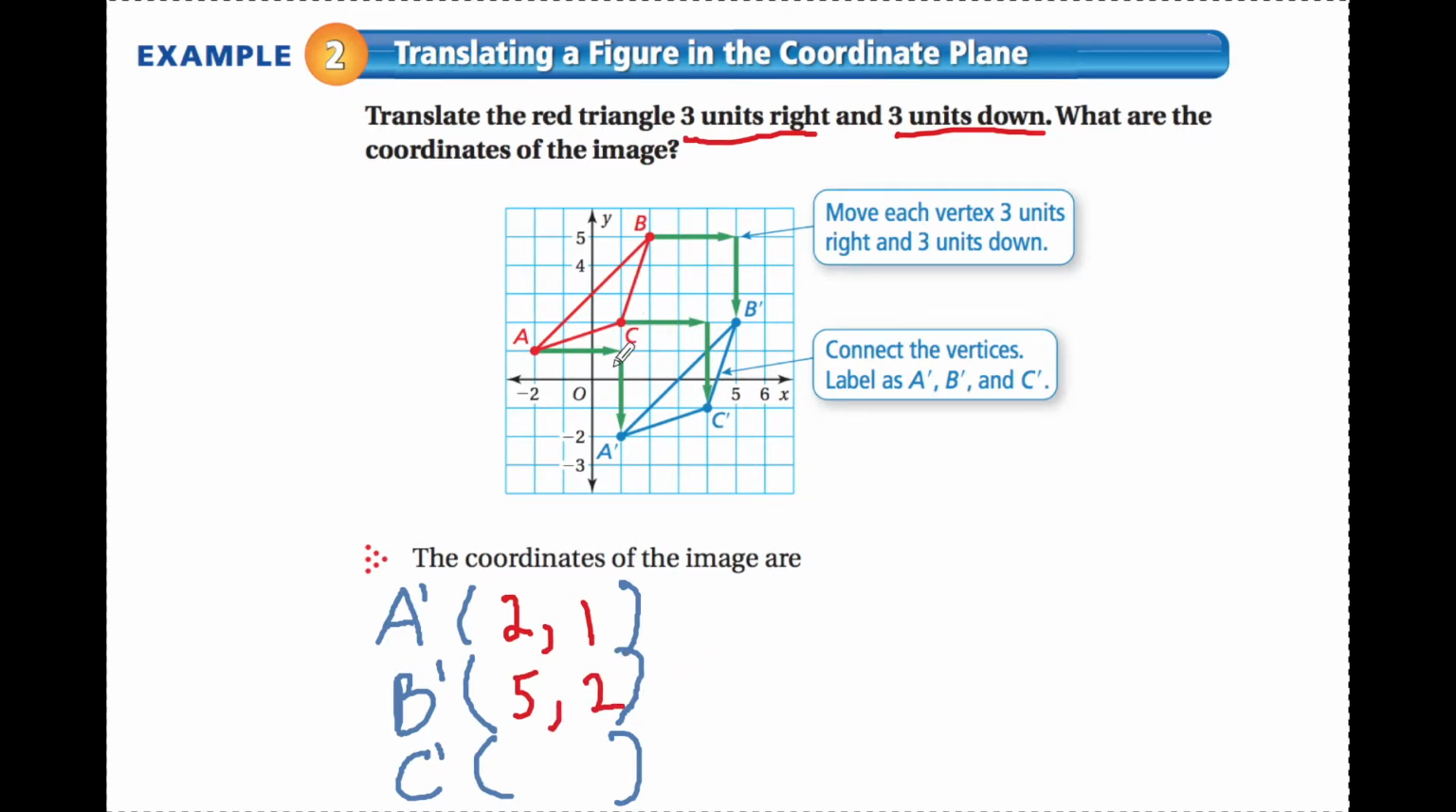And then for C, we started out at (1, 2), and then we're going to move over 1, 2, 3 to the right, and then 3 down, 1, 2, 3, and that's going to leave us at (4, -1). All right, take a minute, copy that down, and then we'll move on to example 3.